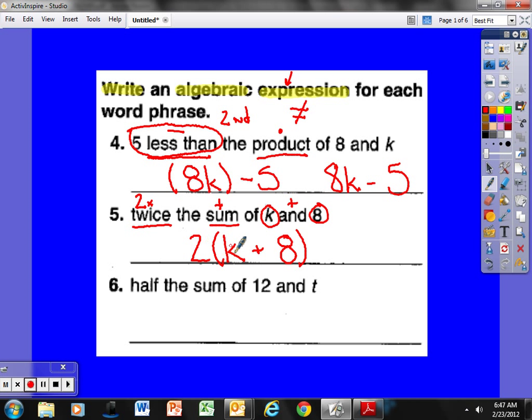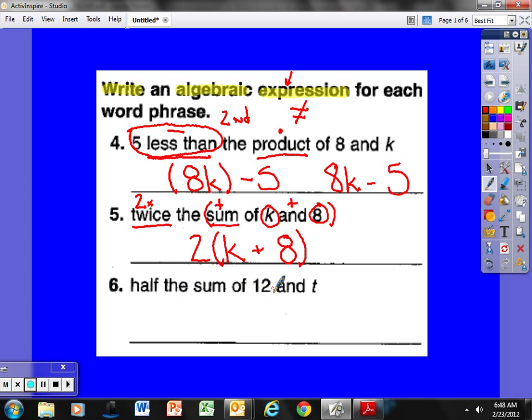If the parentheses are not there, it says 2 times something plus 8, which completely changes the answer. For instance, if k is equal to 1, 2 times 1 is 2, plus 8 gives me 10. But 8 plus 1 is 9, and 9 times 2 is 18. See, those are two different answers. So it's important that the parentheses are around there first, because I am finding the sum first and then doubling that.